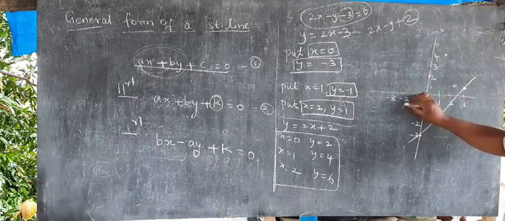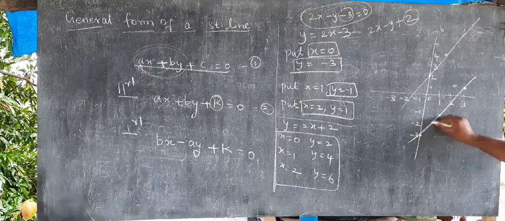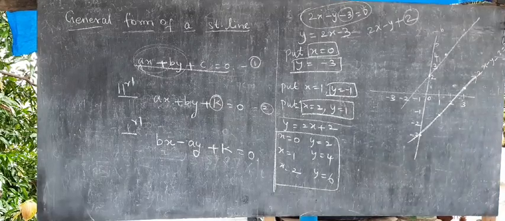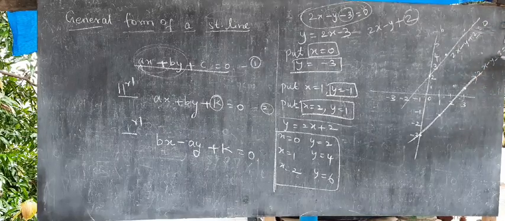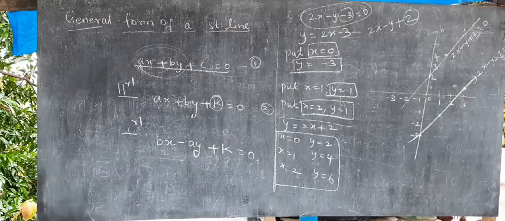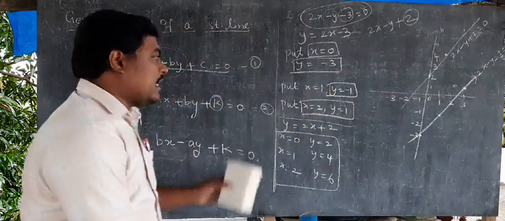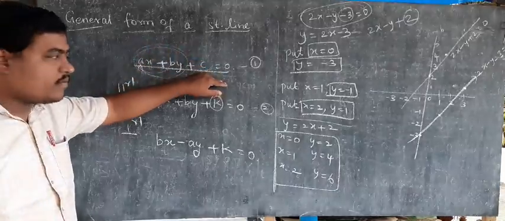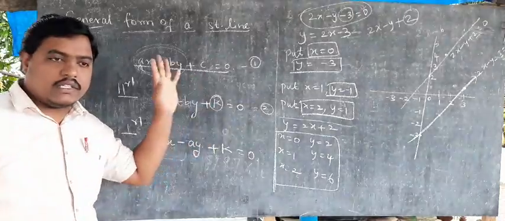So what are you getting? Like this we are getting a line. This line is 2x minus y minus 3 equal to 0. This is 2x minus y plus 2 equal to 0. Only the constant number is changing, but the line is parallel. Right? So if you change an equation like this, 100% it will be satisfied. So for the general equation ax plus by plus c equal to 0, for a parallel line only one thing we need to change: the constant term only.